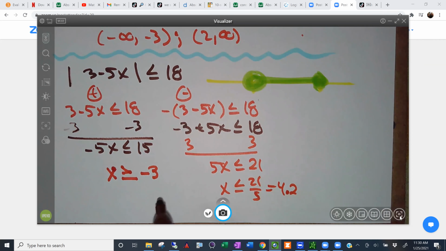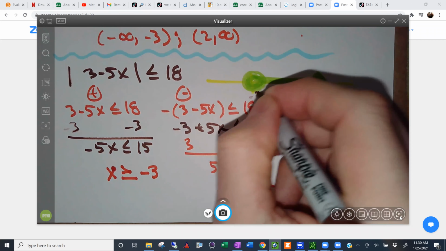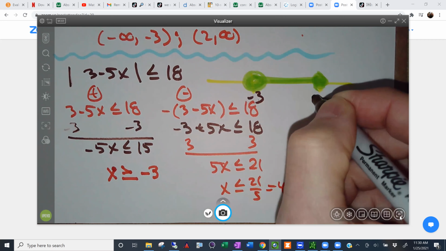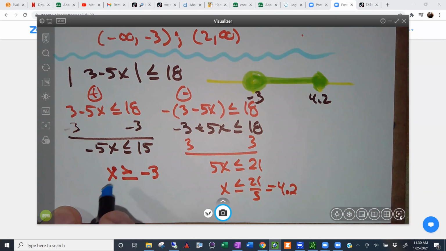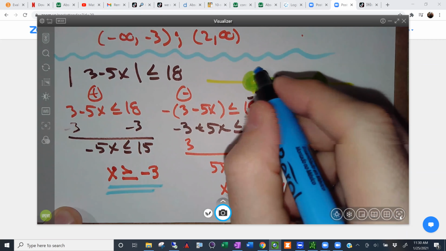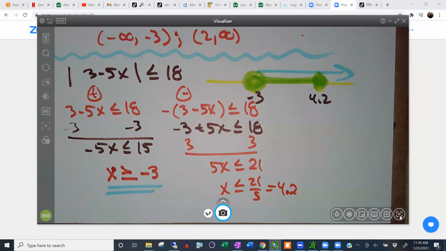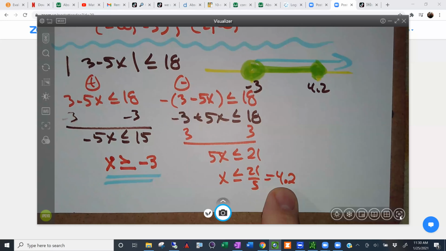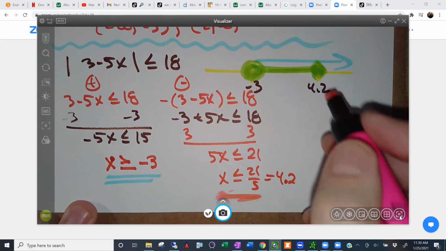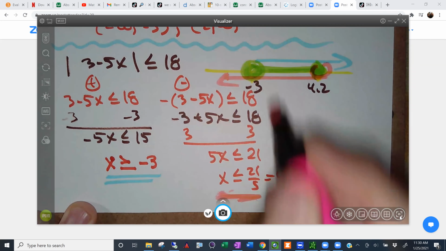If you actually look at this, let me put in a -3 here and positive 4.2 here. On the one hand, I've got x is greater than or equal to -3, so it's going to be everything to the right. On the other hand, I've got x is less than or equal to 4.2. Let's see, I'm running out of colors here. Let's do this one. That's going to be everything starting here and going to the left.